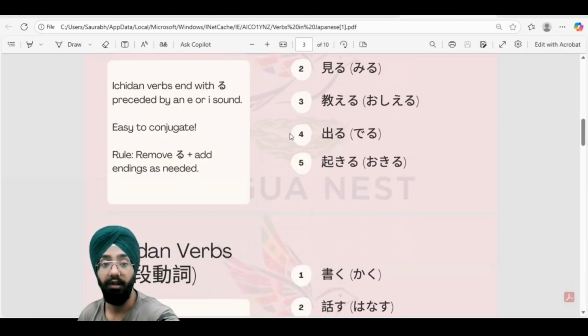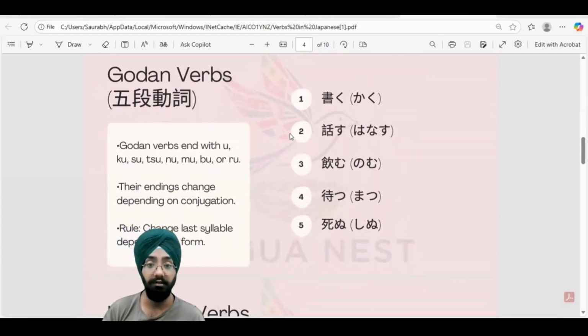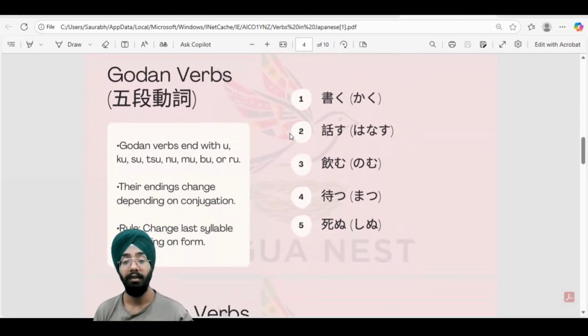Next are Godan verbs. Go means five, so Godan verbs are five-stem verbs. Godan verbs end with u, ku, su, tsu, nu, mu, bu, gu, ru, the u row of the hiragana table. For example, kaku, hanasu, nomu, matsu, shinu. These are all Godan verbs that end with a u sound.